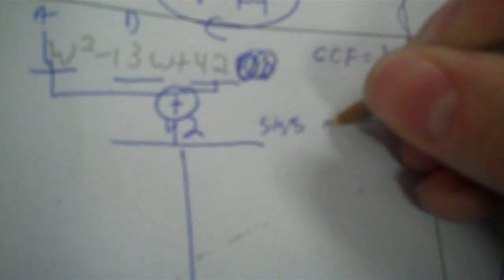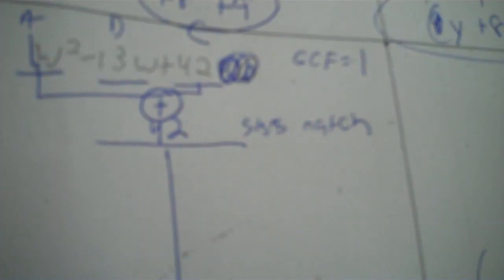Okay, next one. w to the second minus 13w plus 42. Okay, so 1w second, 13w, 42. GCF's 1, so I don't even bother to do it because we have that same situation every time. Okay, all right, so make your F1, F2. Okay, A, B, C. So 1 times 42 is 42, positive, okay? Positive 42, so again the signs match.